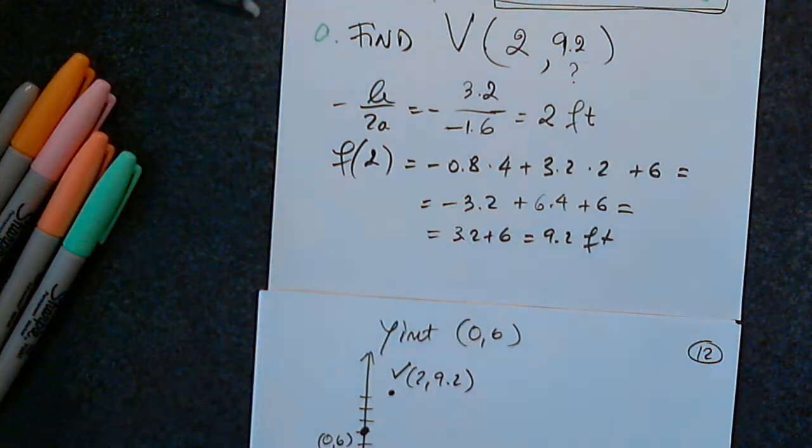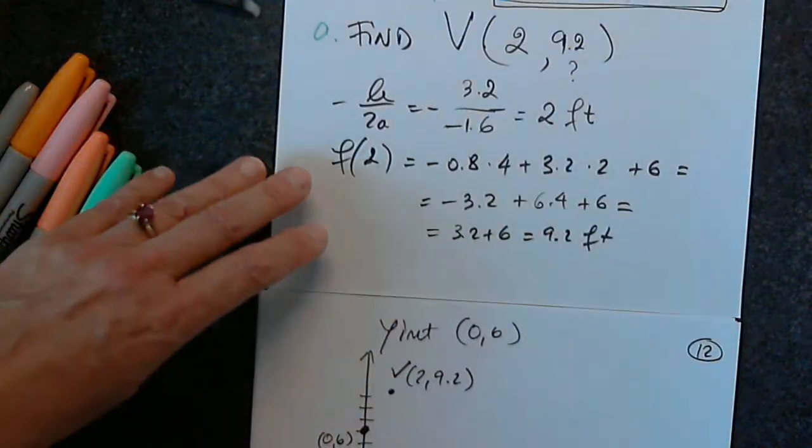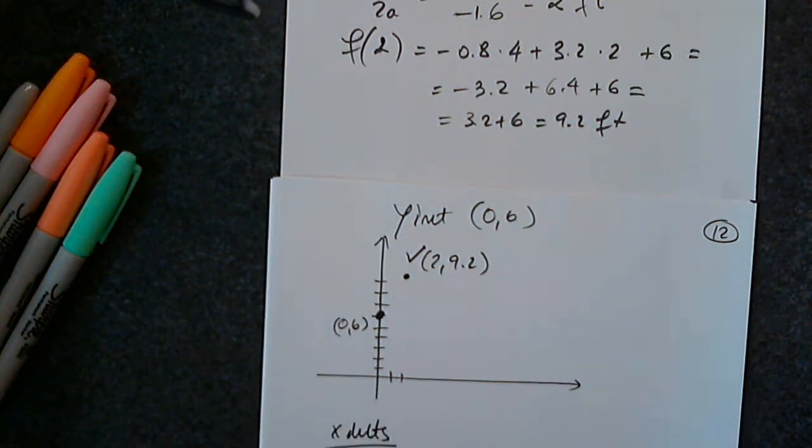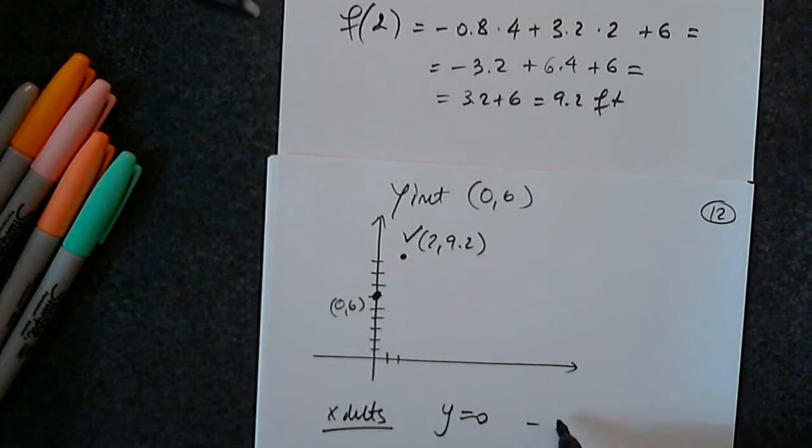Okay, so our next question is, how far from where I stand did my ball land? What does that mean? What am I asked to find? I'm asked to find the x-intercepts. How do I find the x-intercepts again? Very good. y equals 0, so negative 0.8x squared plus 3.2x plus 6 equals 0.